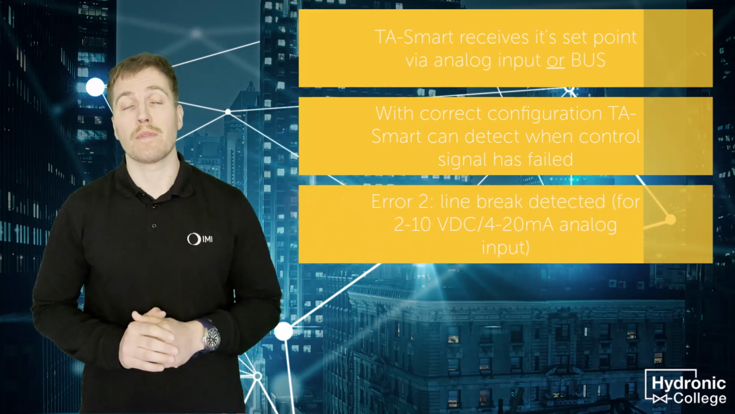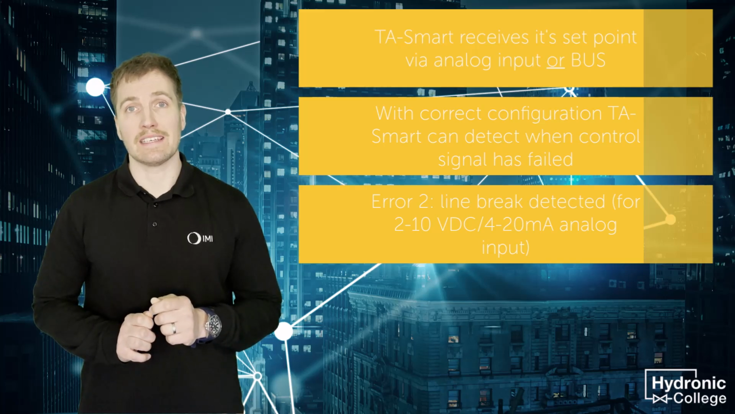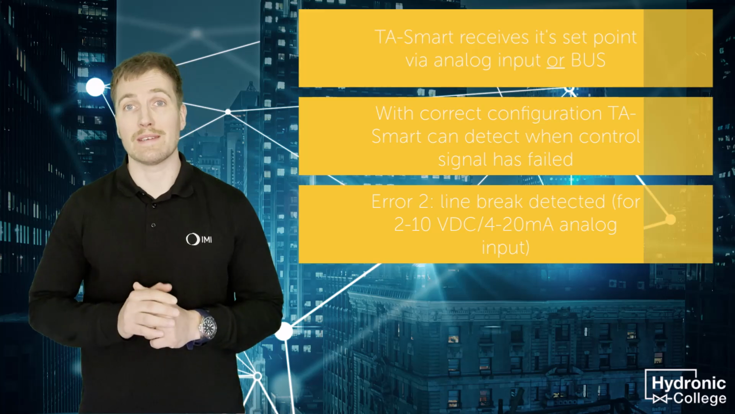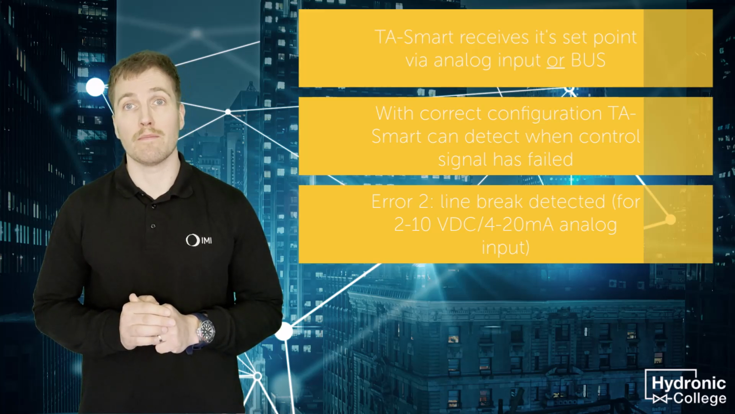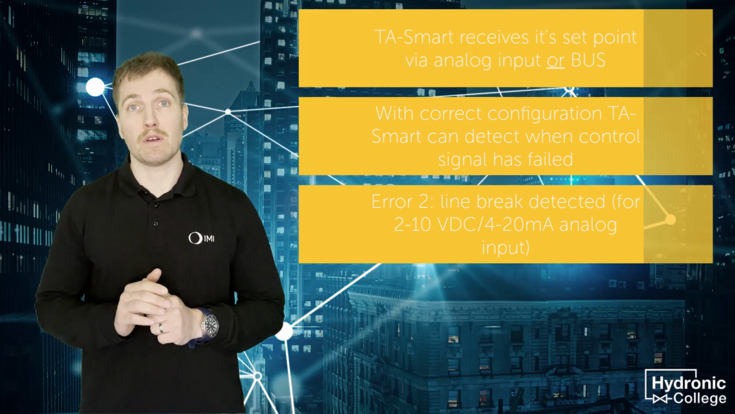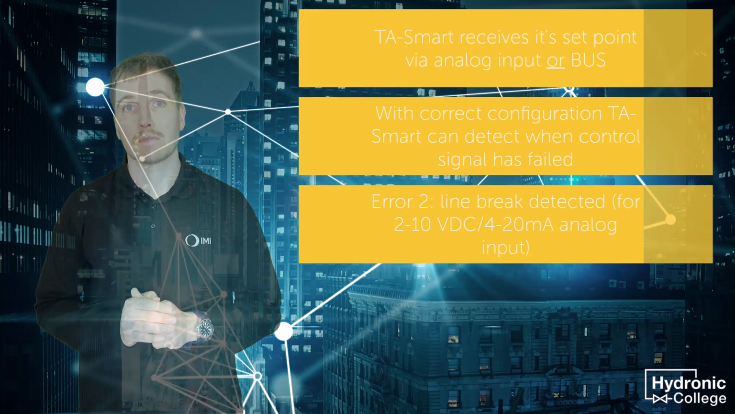Error 2. Analog input line signal broken or controller restarting. When TA Smart is set to either 2 to 10 volt DC or 4 to 20 milliamp analog control input signal, it will trigger this error when the input signal detected falls below either 1 volt DC or 2 milliamps.